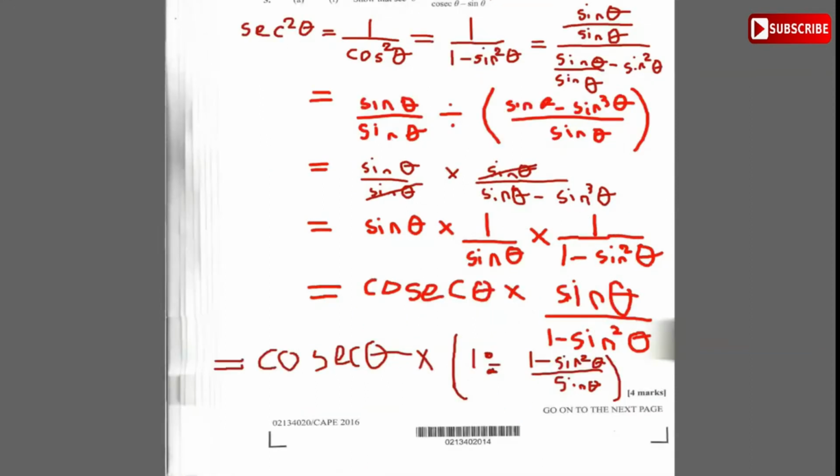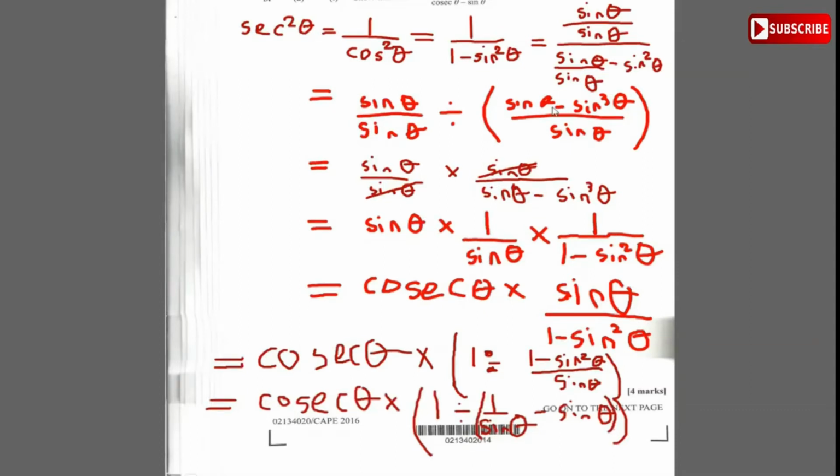If you want me to show it, let's go further and simplify to show it. This will work out to be cosec theta multiplied by 1 divided by 1 minus sine squared over sine theta. That's just 1 over sine theta minus sine theta. And we put a bracket around here so that the division applies to all of it. And then this one over sine is cosec, and this is sine.